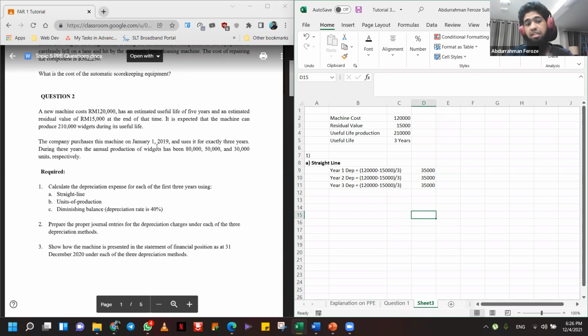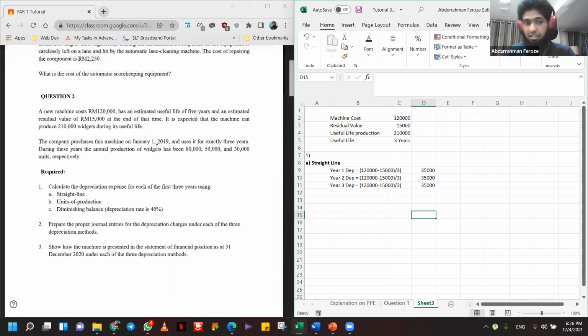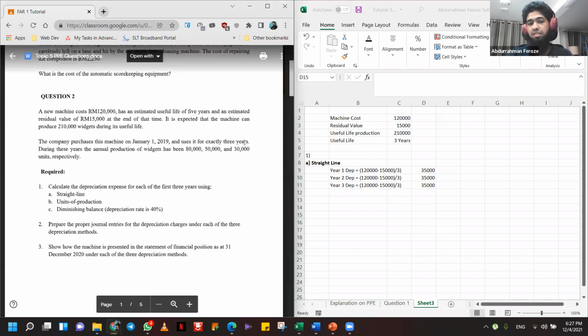But here, the somewhat tricky thing in this question is they didn't exactly say the useful life is 3 years. They just said the company purchased this machine on January 1st, 2019 and uses it for exactly 3 years. So you have to be alert to realize what the useful life is, and here it is 3 years. Is that clear, how straight line was answered? All right, next we have units of production.